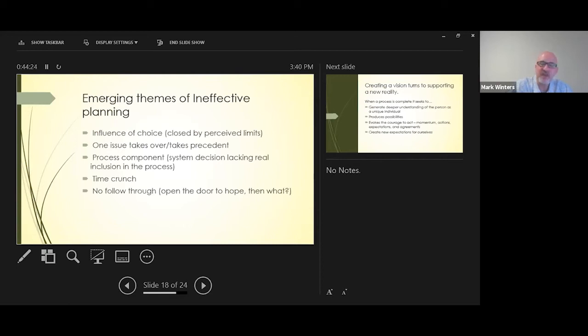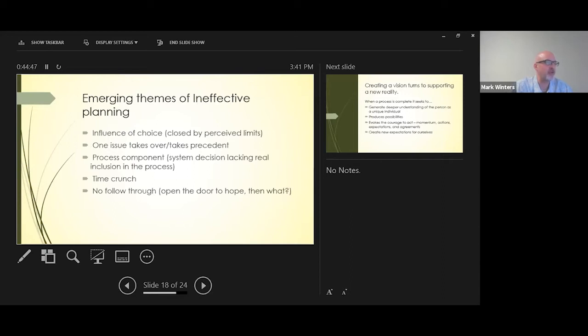When one issue takes over, that sometimes happens, where if a member of the team, a member of the circle of supports, a member of that person's network is very, very focused on one particular item, that can make it difficult to listen to the rest of a person's ideas, right?